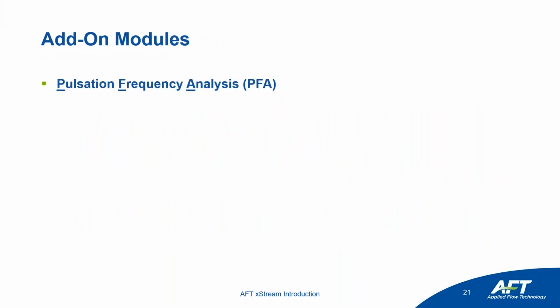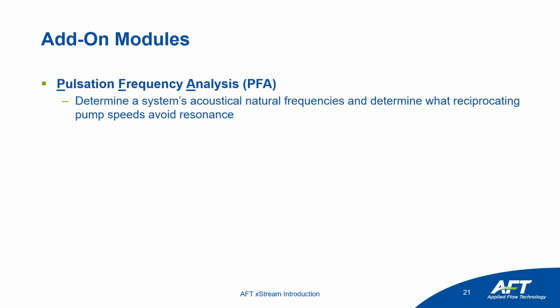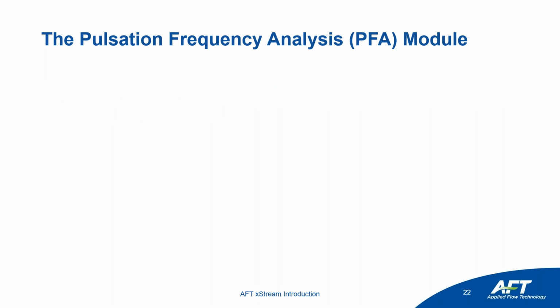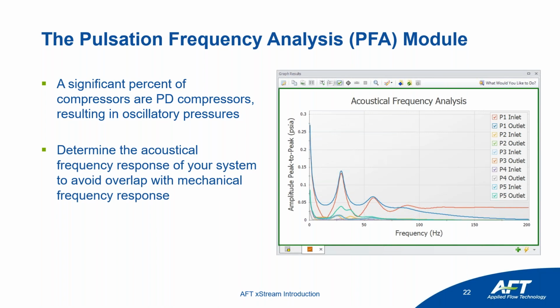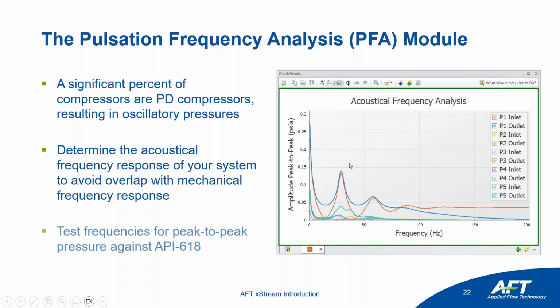All right, we'll touch briefly on the add-on module, the Pulsation Frequency Analysis module. This is for acoustical natural frequencies and determining where reciprocating compressors avoid resonance with those frequencies. A lot of compressors are PD compressors. That causes a lot of oscillation, and that can lead to vibration and other concerns. So the PFA module determines your acoustical frequency and says, hey, you're resonating at this frequency. You want to avoid operating your pump or other equipment, or compressor, I should say, where it's going to resonate with this frequency. And you can also test the frequency for your peak-to-peak pressure, what's acceptable against the API standard 618.